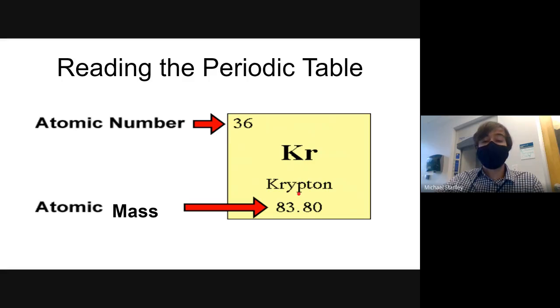So the symbol and the word are just the name of an atom. So in this case, this atom is krypton, and its chemical symbol is Kr. For the most part, the chemical symbol is pretty similar to the name of the atom. So like carbon, the symbol is just a C. Oxygen, the symbol is an O.